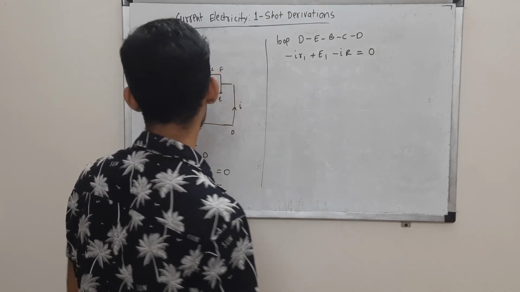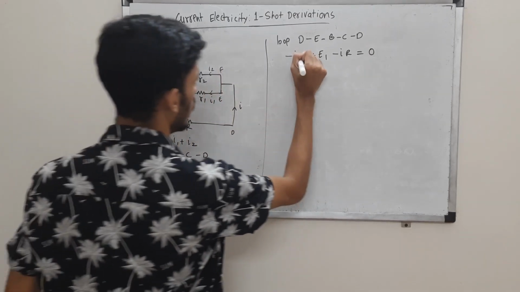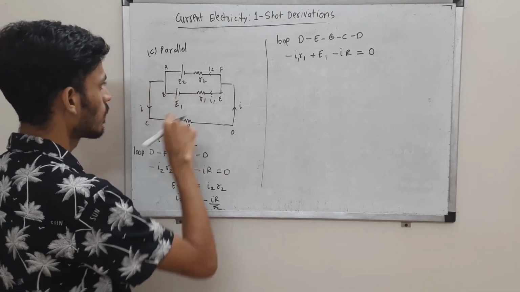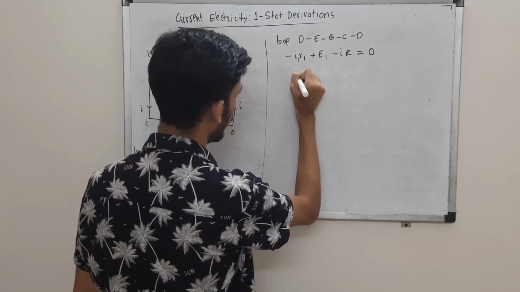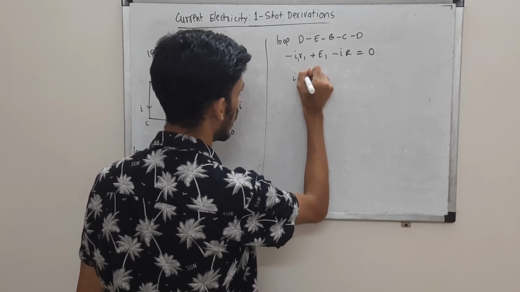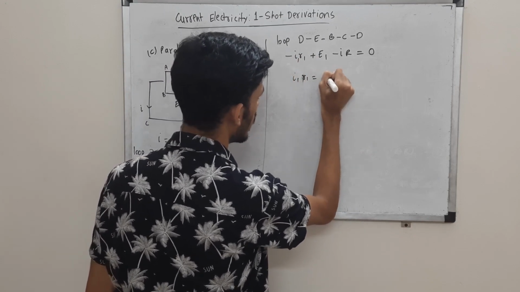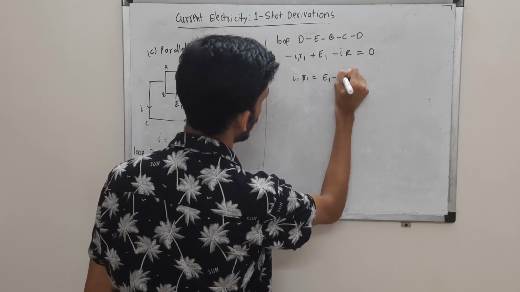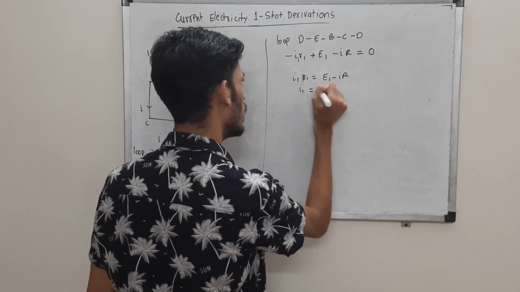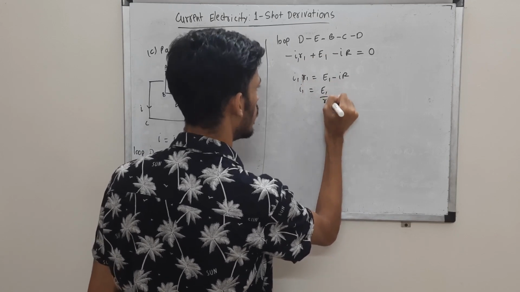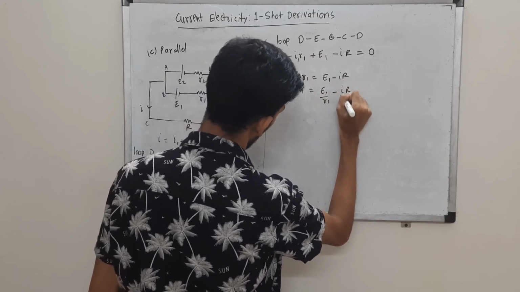So this is I1, right? The current is I1 in this branch, so we are supposed to obtain I1. So I1 R1 will be given as E1 minus IR. I'm just taking this to the other side. So I1 will be E1 by R1 minus IR by R1.